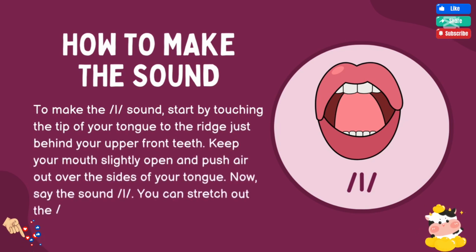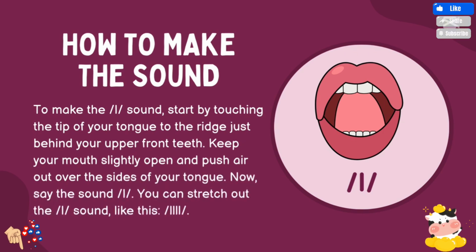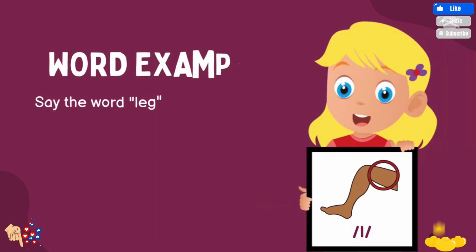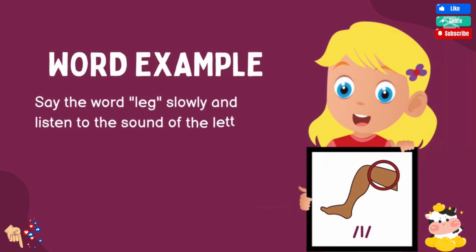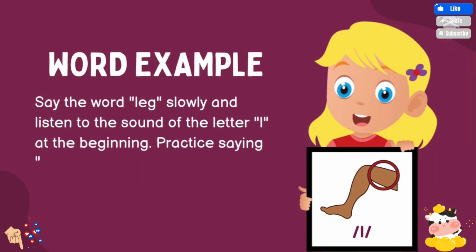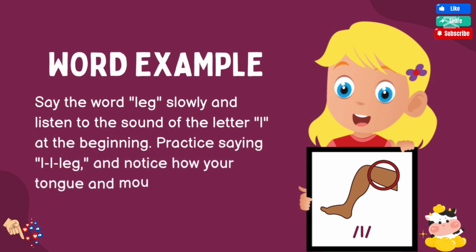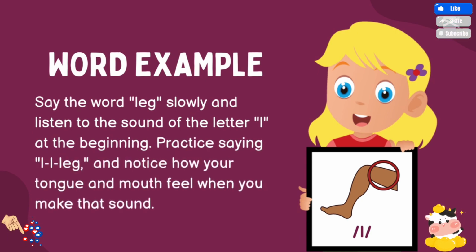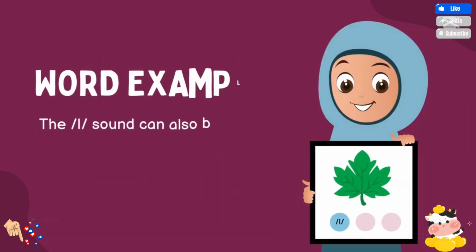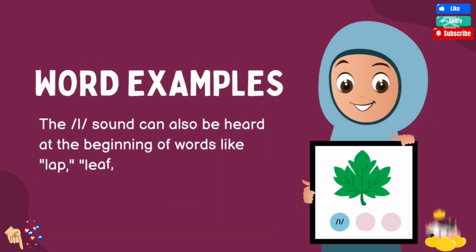Now, say the sound L. You can stretch out the L sound, like this, LLLL. Word example. Say the word leg slowly and listen to the sound of the letter L at the beginning. Practice saying L, leg, and notice how your tongue and mouth feel when you make that sound. The L sound can also be heard at the beginning of words like lap, leaf, and lock.